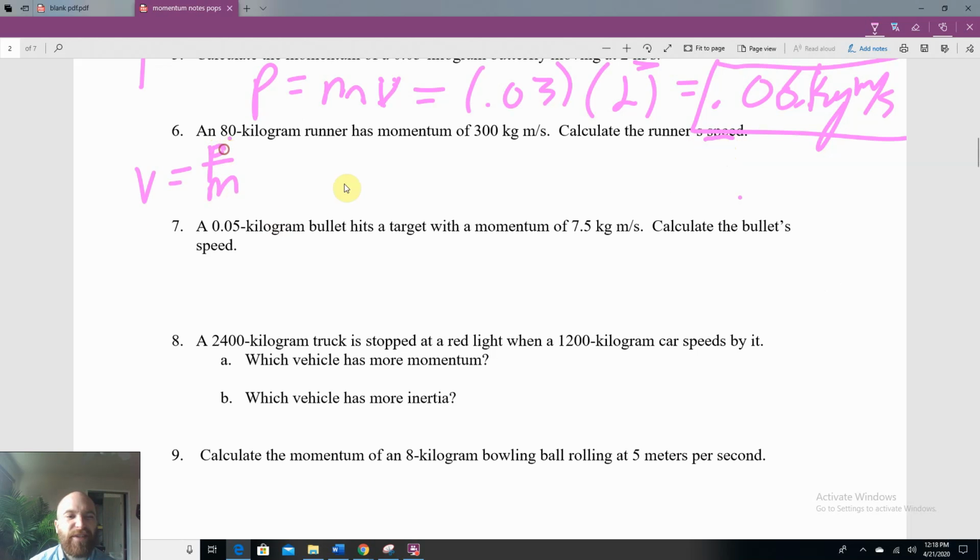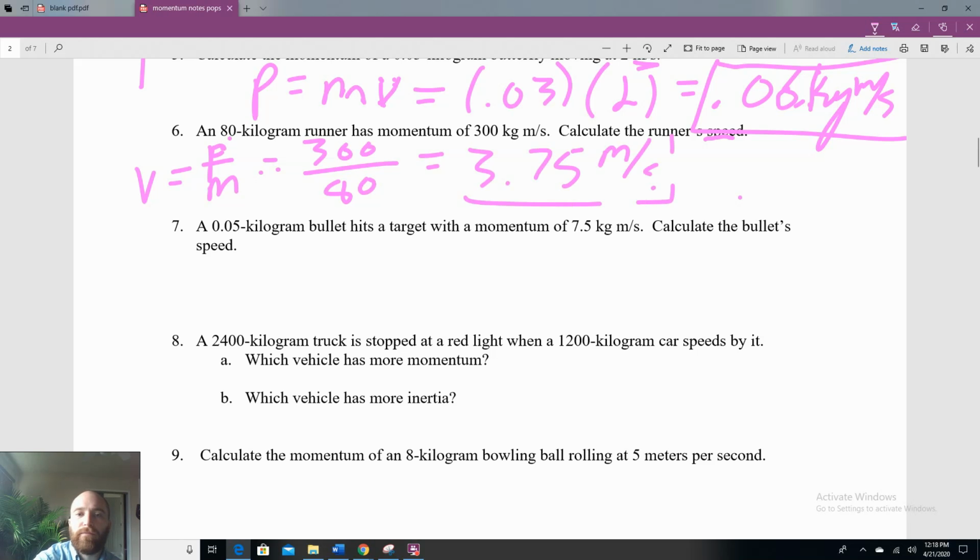Alright, p, remember, stands for momentum. So p is the 300, because it says momentum of 300. m, the mass, is measured in kilograms, so that's going to be the 80. And 300 divided by 80 gives you 3.75 meters per second. There we go.